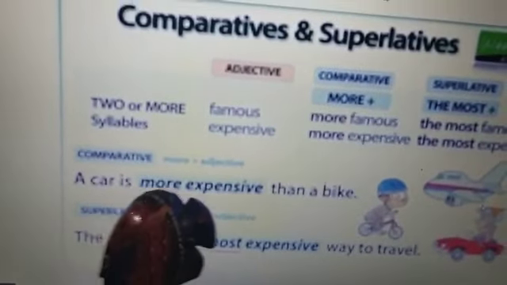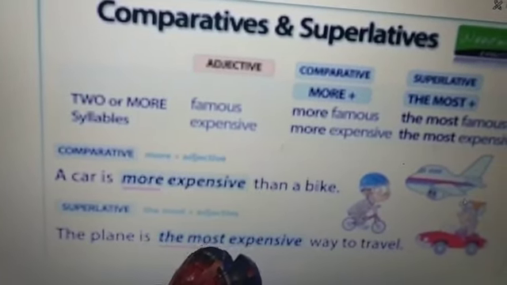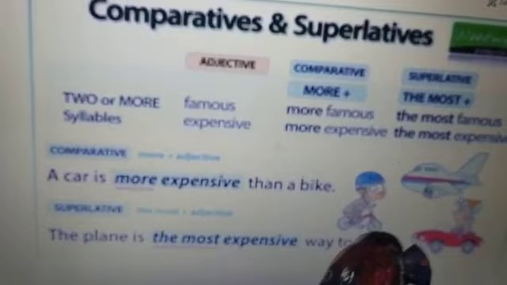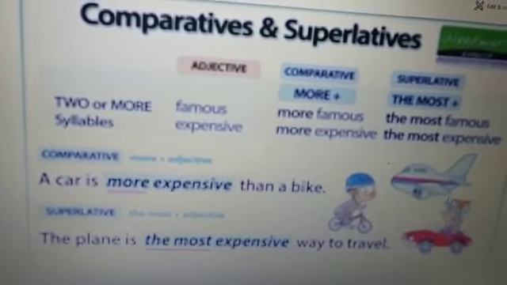Comparative: a car is more expensive than a bike. Superlative: the plane is the most expensive way to travel. Always remember, two or more syllables, we add more and the most.